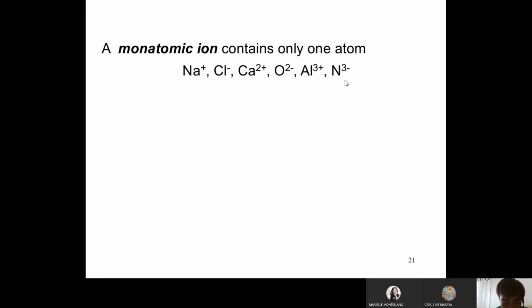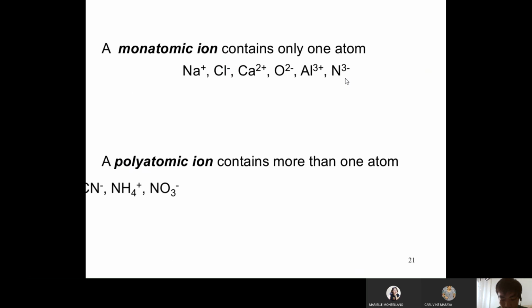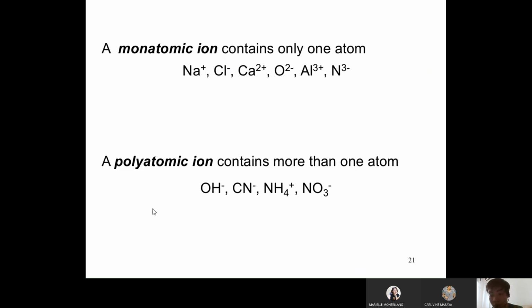We can also have polyatomic ions. Meaning ng polyatomic, more than one. So, for example, ito, dalawa tong atoms. And the net charge of the molecule is negative. Itong ammonium ion, ang net charge niya is positive. Nitrate ion, net charge niya is negative naman.